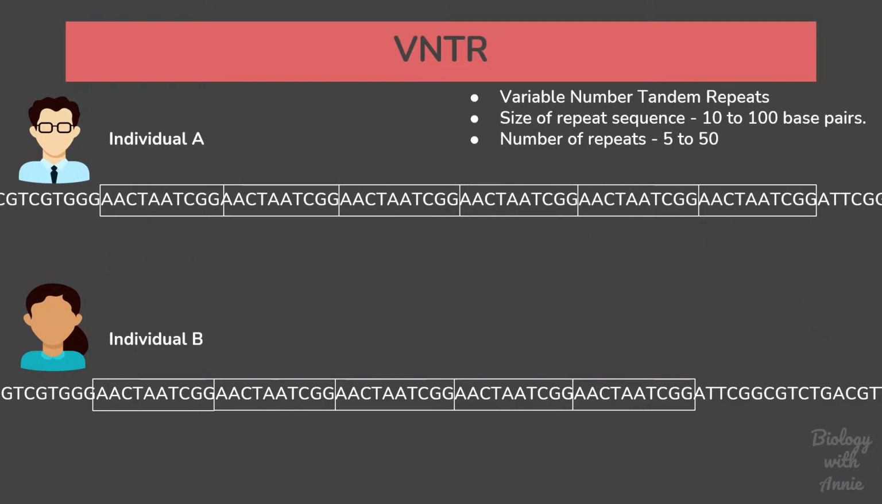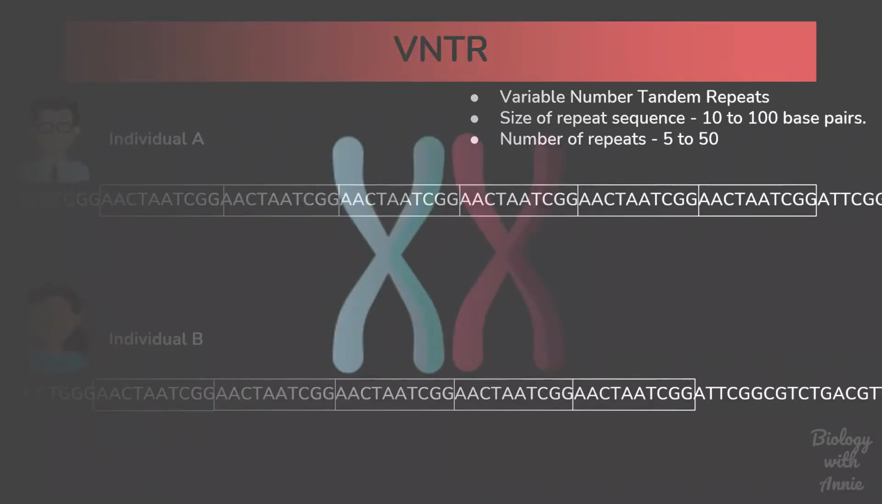Here, in both the individuals, there is a 10 base pair sequence that is being repeated tandemly. In individual A, the sequence is repeated 6 times, whereas in individual B, the sequence is repeated 5 times. This is an example of a VNTR where the number of repeats vary from one individual to the other. This variation in repeats is seen even between the homologous chromosomes of the same individual.